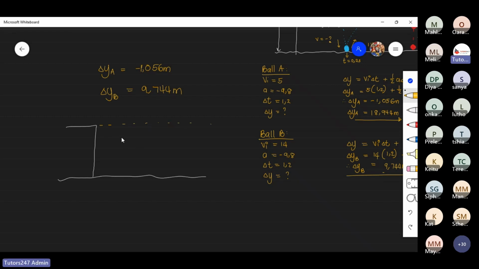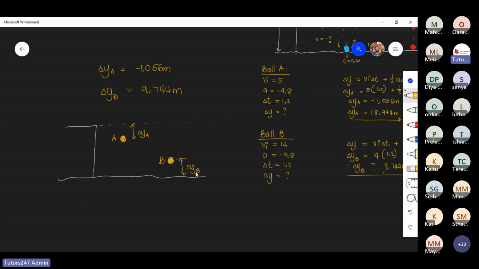So it was here. It was displaced. So from here to here, that is the displacement of ball A. Then we have ball B, which was displaced until this point. This is ball B. And the displacement for ball B, we've calculated it.